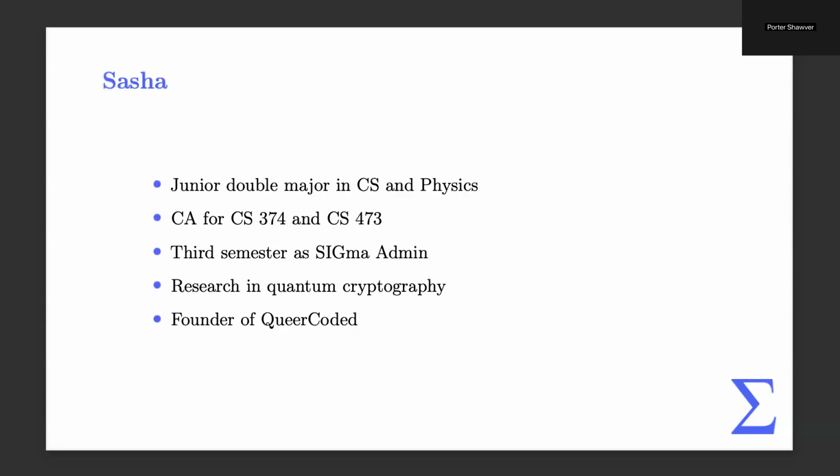All right. Hi, everyone. I'm Sasha. I'm a double major in CS and physics. I'm also a course assistant for 473, as well as for 374. If you all ever end up in that class, it is required for probably most of you, you might see me there. It's my third semester as a Sigma admin. I do research in quantum photography with Dakshita Kirana and also Macron now. I also recently founded Queer Coded, which is an org for LGBT people in CS. So if anyone is interested in joining that, come talk to me.